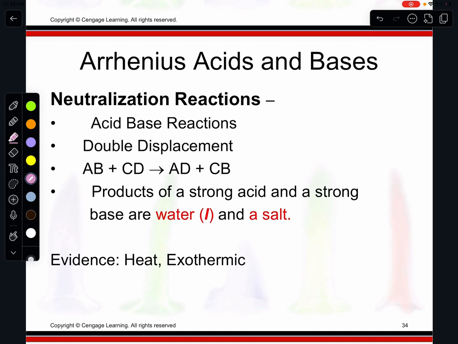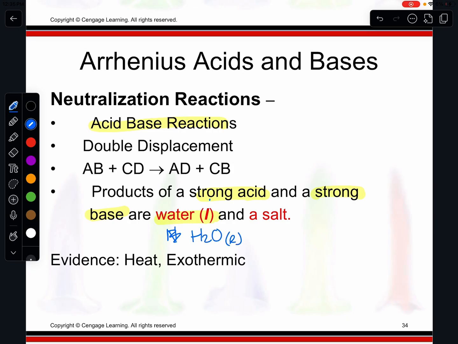Now, whenever acids and bases are put together, such as baking soda and vinegar, they neutralize each other. And neutralizing just means they're counteracting the opposite properties that they have. And so when we have a neutralization reaction, we also call that an acid-base reaction. And these are always going to be double displacement.